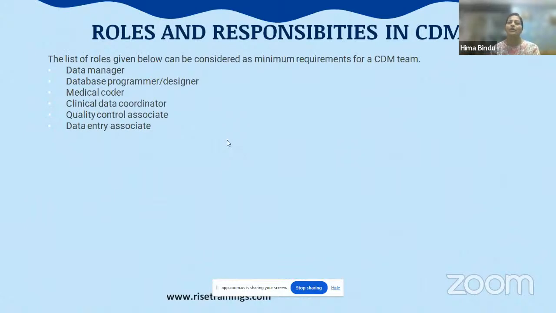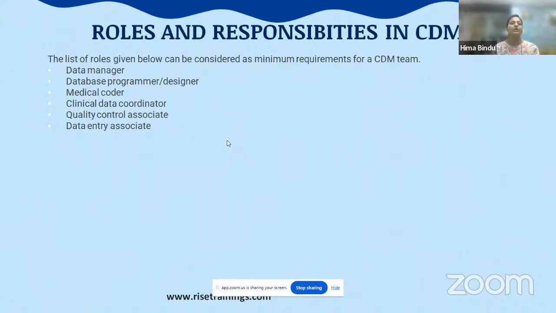Next, clinical data coordinator. A clinical data coordinator is a person who will collect the data and review the data which was collected from the site. Quality control associate is the one who will review the data thoroughly and raise the queries. And data entry associate is the kind of opportunity in hospitals, who will enter the data which is present in the CRF. So these are different kinds of roles which you can search in CDM.